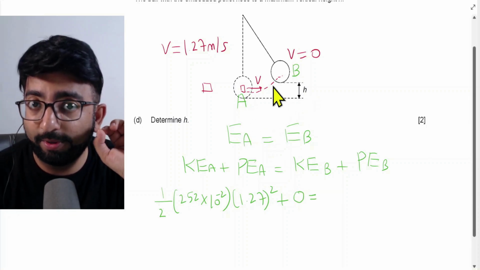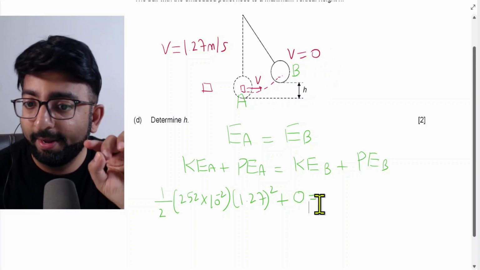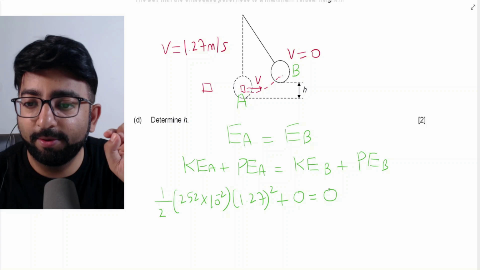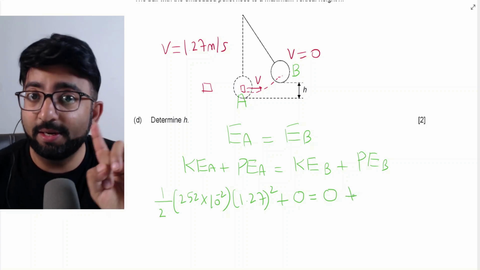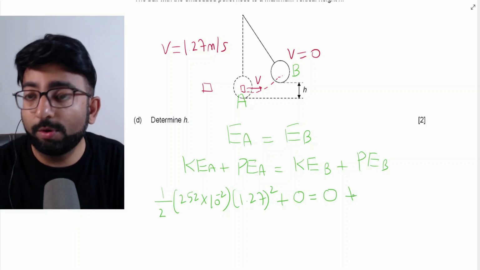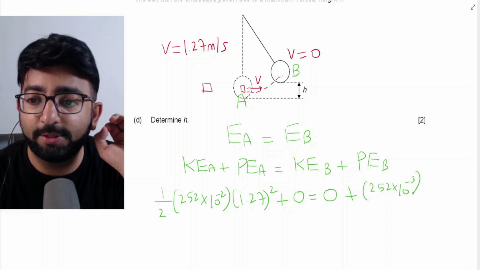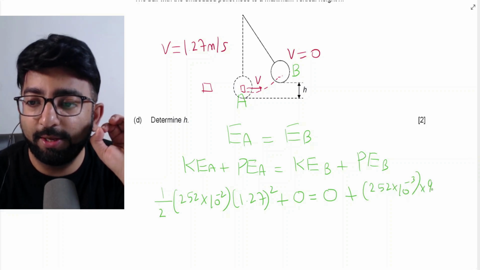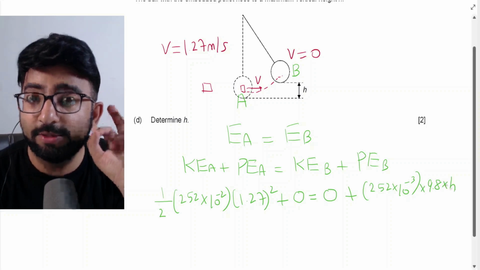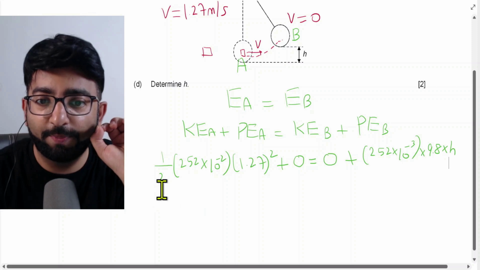At the highest point, when the entire system reaches the maximum height, we saw speed was zero, hence kinetic energy will be written as zero plus potential energy will be mgh. But be careful, m will be the total mass. So even in this case, we will write 252 grams. So let's convert that into kgs. M into g into h. So this is the entire equation. So all we need to do is simplify this expression.